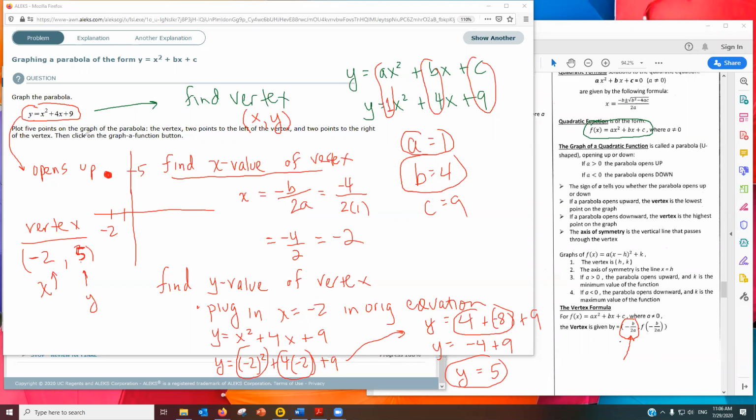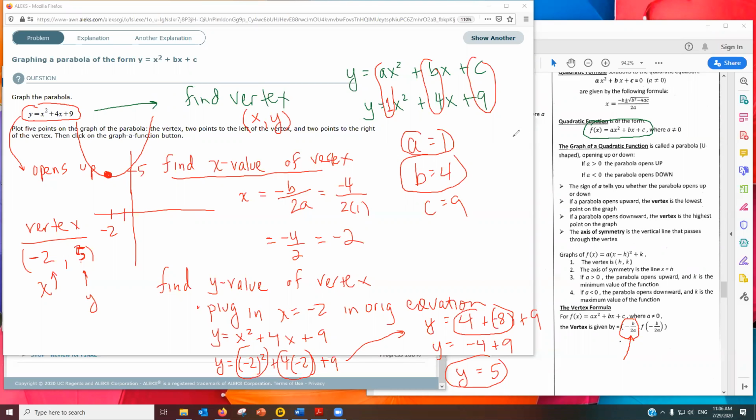And I also know it opens upward, so our graph must look something like this. All right, but they want us to graph it using the Alex graphing tool. So let's make up a table.